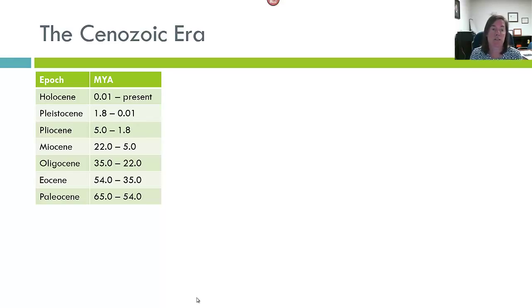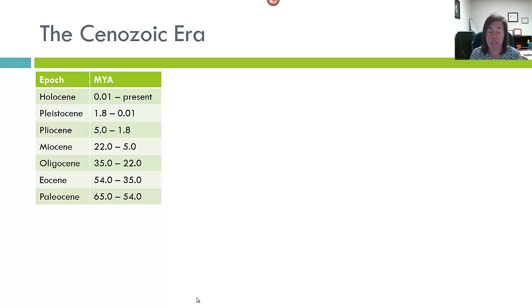The Pleistocene is from 10,000 years ago to 1.8 million years ago. The Pliocene is from 1.8 million years ago to 5 million years ago. The Miocene is from 5 million years ago to 22 million years ago. The Oligocene is from 22 million years ago to 35 million years ago. The Eocene is from 35 million years ago to 54 million years ago. And the Paleocene is from 54 to 65 million years ago.